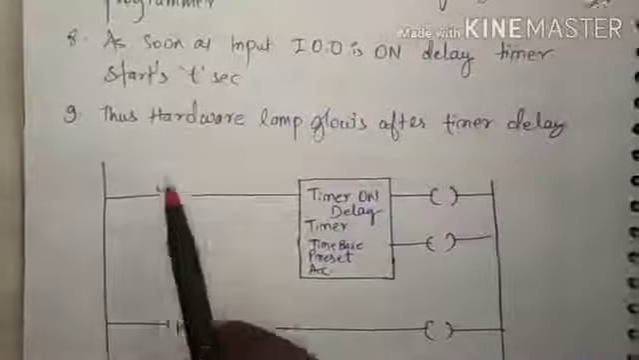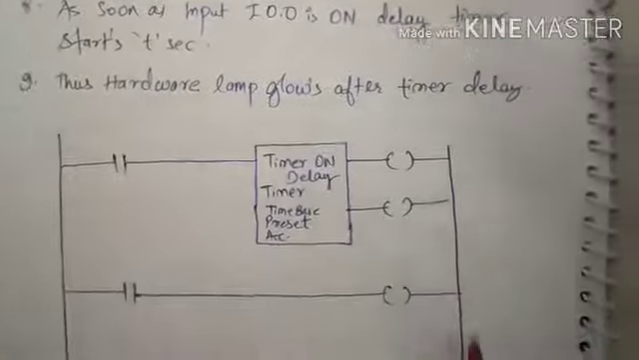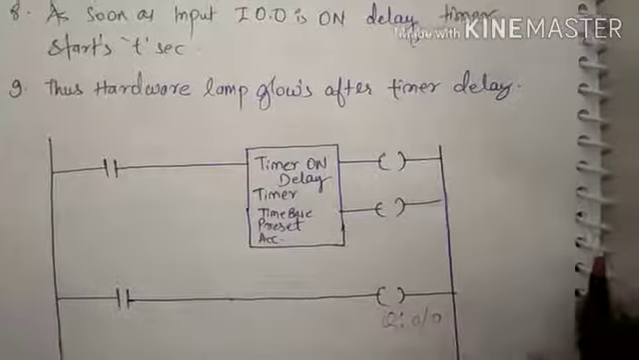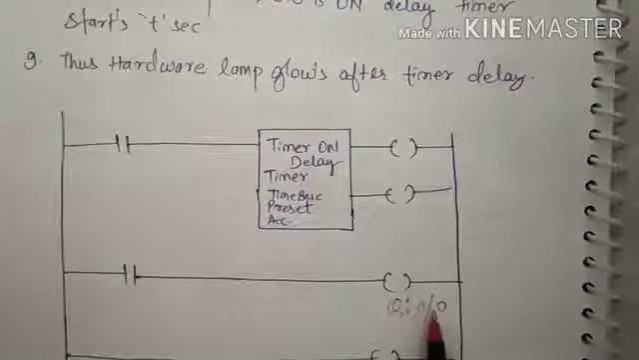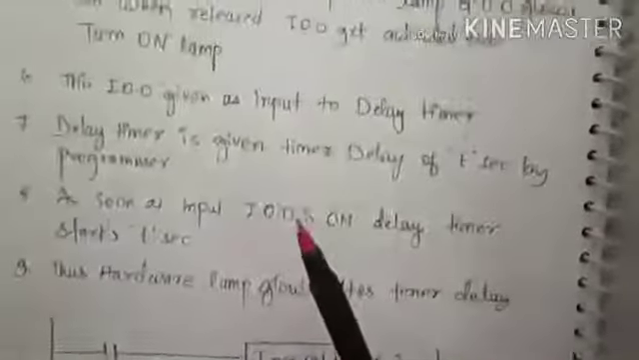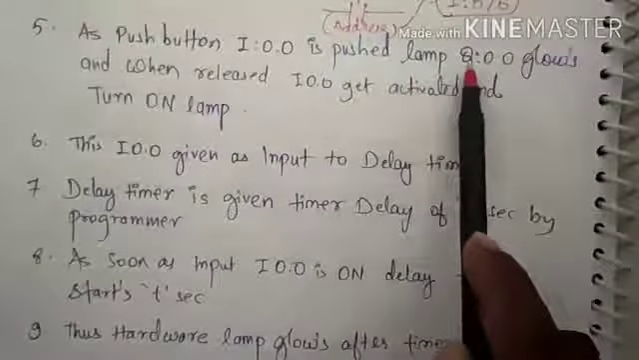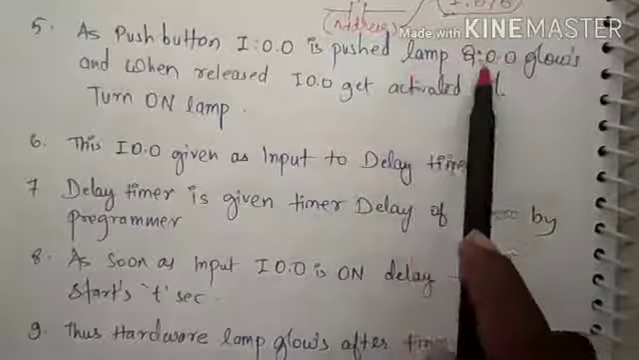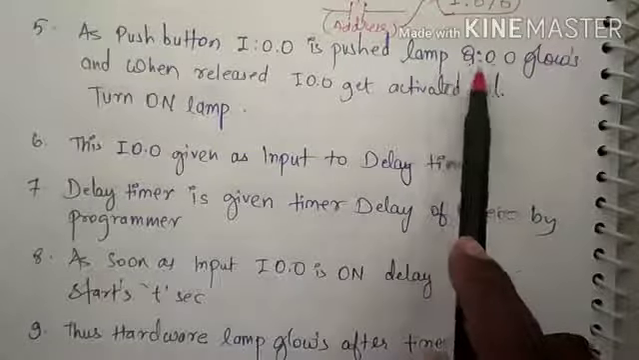Okay, I have drawn this diagram. When I am pressing this NO, then what will happen? The output Q, my output is here, Q:0/0. When I am pressing this NO, then my output will glow. What type of output am I using? Lamp. So lamp at address Q:0/0. So this is the address of the output, and output is denoted by O or Q.